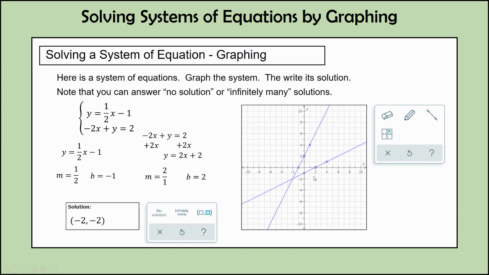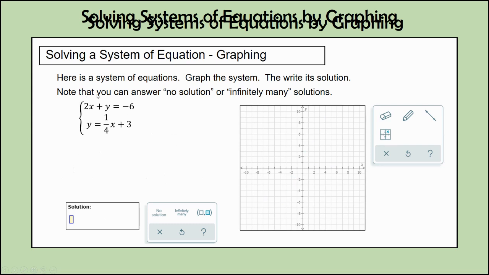Okay, no problem. One more. So this one, my top equation is the one I've got to do a little extra work on. My bottom one's ready to go, but we've got to get them both ready to graph. So here's my top one, 2x plus y equals -6. I'm going to isolate y, so we're going to subtract 2x. y equals -2x minus 6, slope-intercept form. Slope is -2, y-intercept is -6.